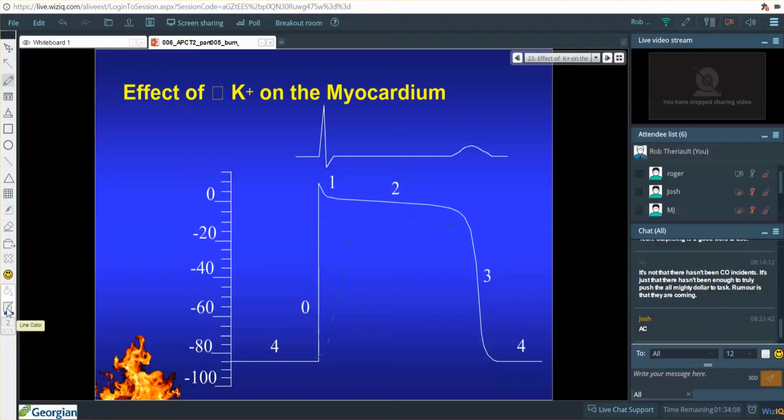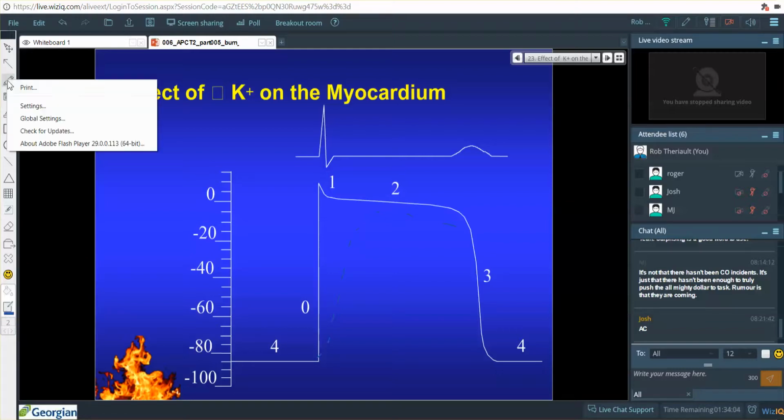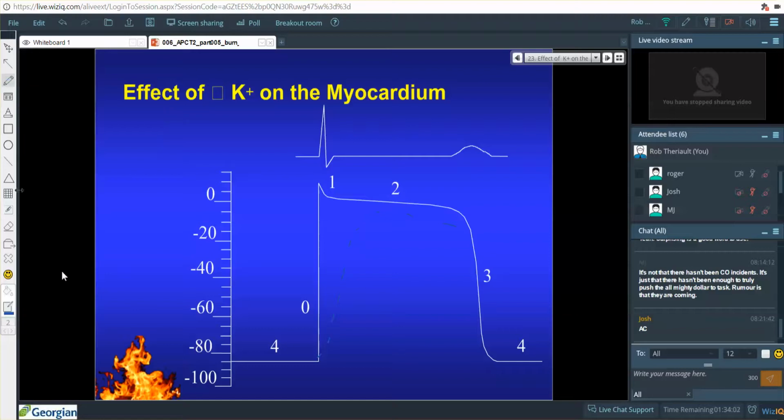Let me see if I can change the color of this. No, I can't quite figure it out. Let's try this. Oh, that might have worked. Yeah, so there we go.